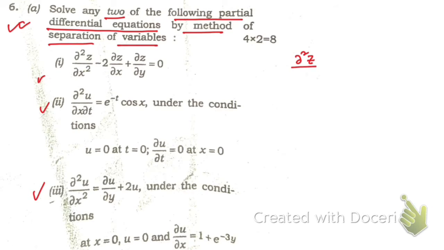Second order partial derivative of z with respect to x minus 2 first order partial derivative of z with respect to x, plus partial derivative of z with respect to y is equal to 0. So this is the first equation. Now let me copy this and go to the next slide. So here is the given equation. Let me write here solution.